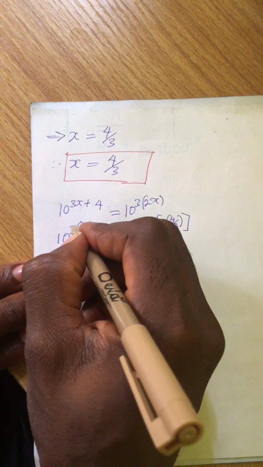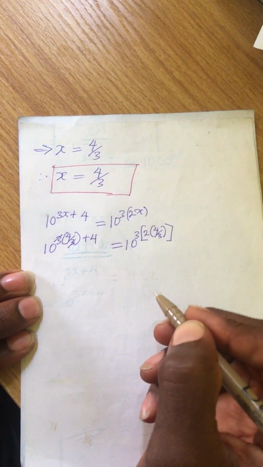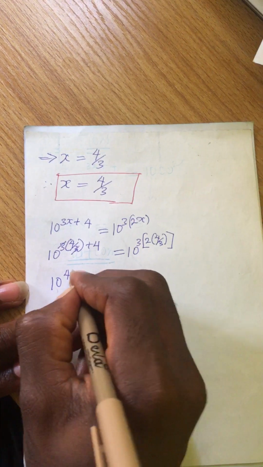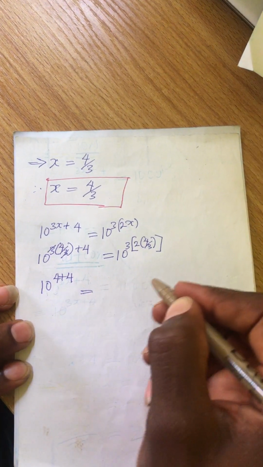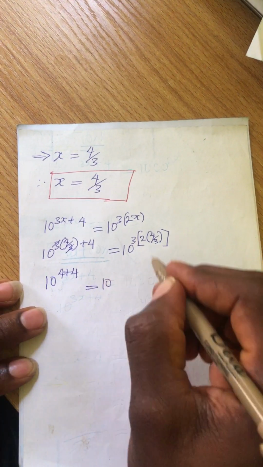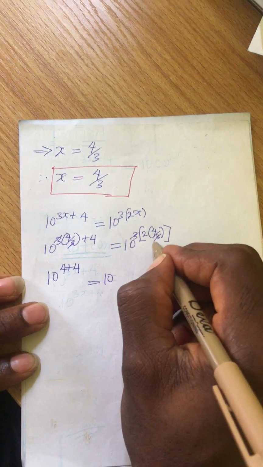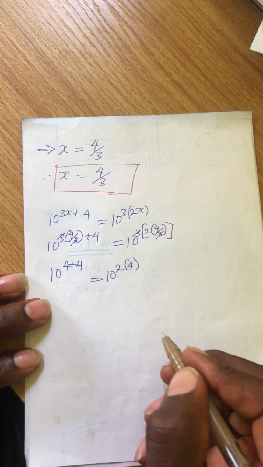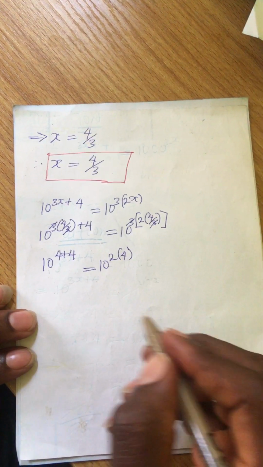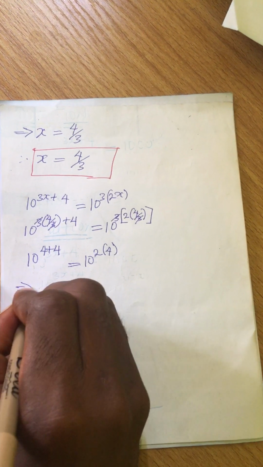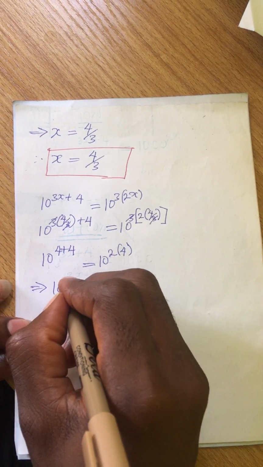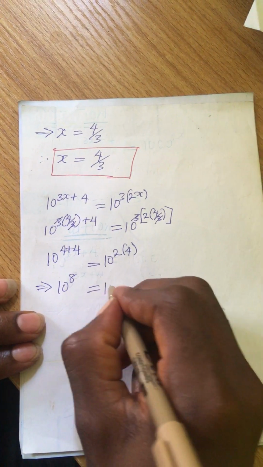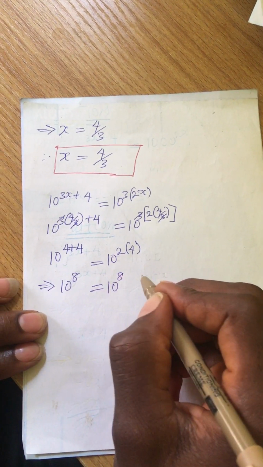Remember, if we have this 3 can cancel this 3, so that we'll have our 10 raised to the power 4 plus 4 to be equal to 10 raised to the power, this 3 can also cancel this 3, so that we have 2 bracket 4. So you can see this implies that 10 raised to the power 4 plus 4 is what? 8. So to be equal to 10 raised to the power 2 times 4 is also 8.